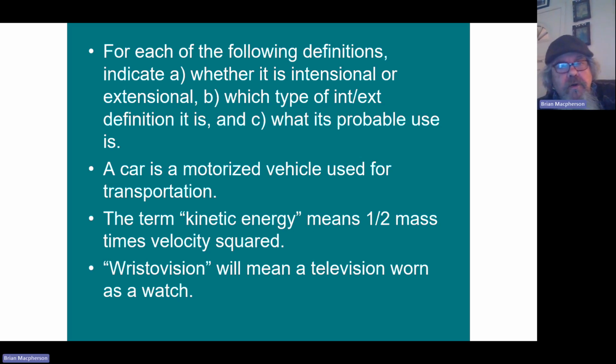This is one I mentioned a little earlier. Wrist vision will mean a television worn as a watch. That is a stipulative definition, right? I'm telling you, so it's being used stipulatively. Is it intentional or extensional? Well, I guess it's intentional because it's listing characteristics. And in particular, television is broader than watch, being worn as a watch. And so it's an intentional genus and difference definition that is being used stipulatively.